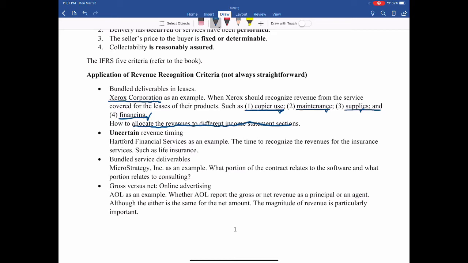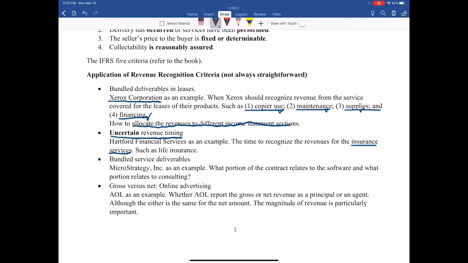Another example is uncertain revenue timing, like the insurance service. The timing and the amount of claims depends on certain events. So the revenue recognition for an insurance company is unique. You should also learn their revenue recognition principle.